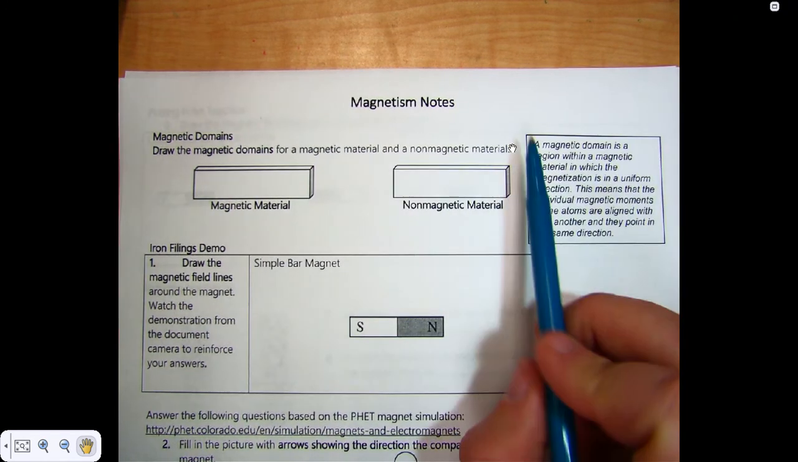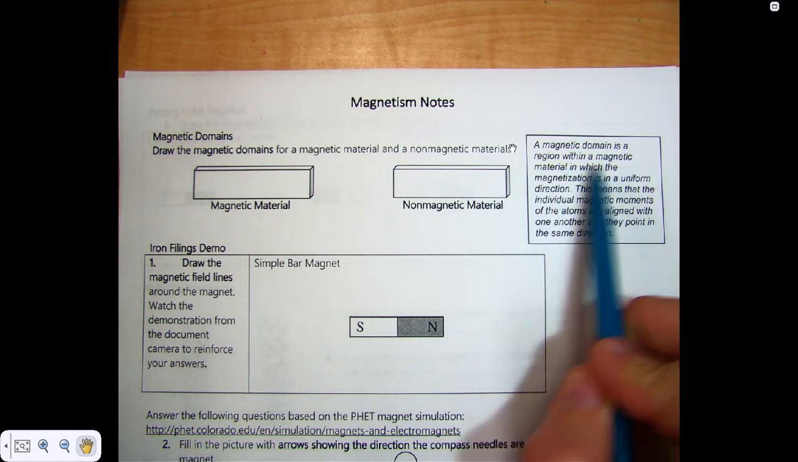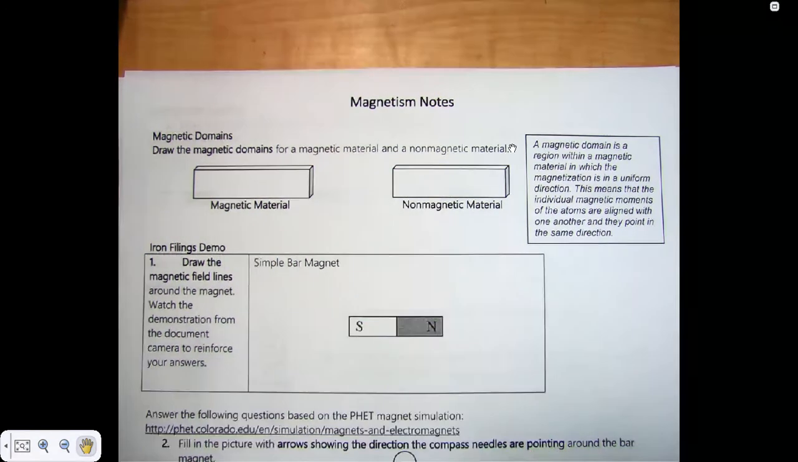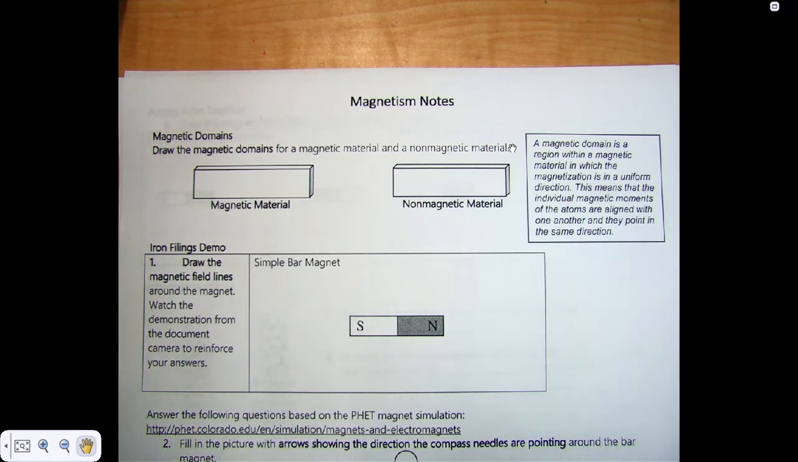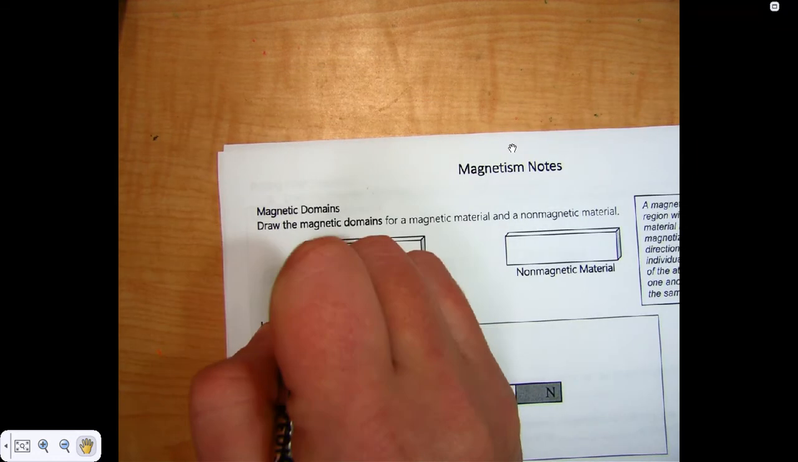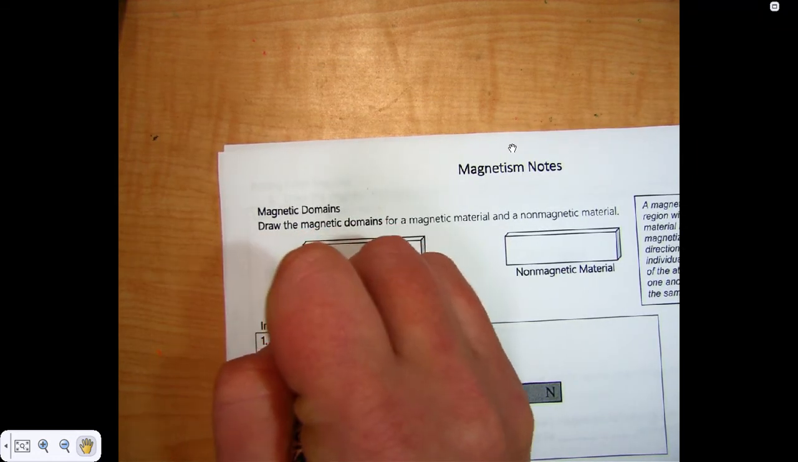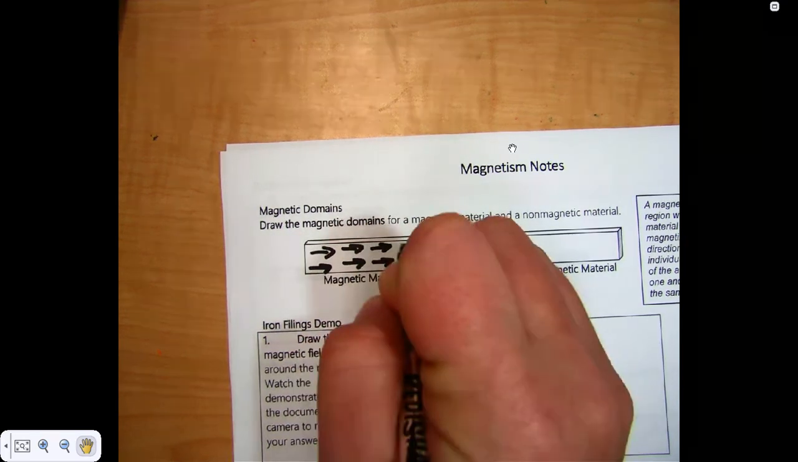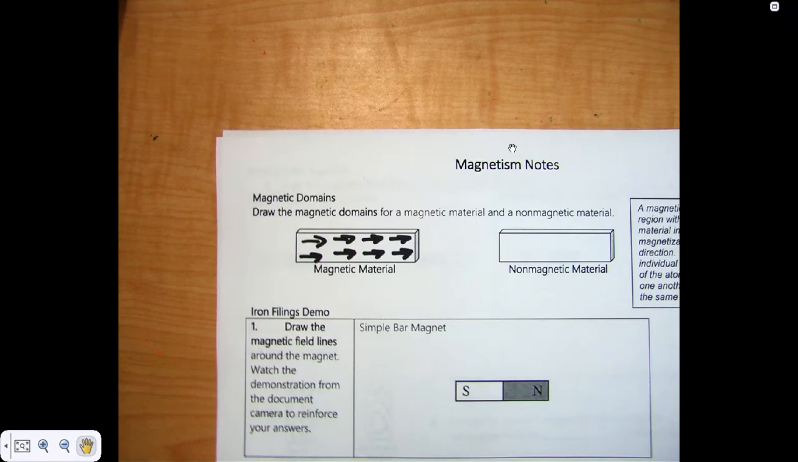First thing I want to point out, it says a magnetic domain is a region within a magnetic material in which the magnetization is in a uniform direction. This means the individual magnetic components of the atom are aligned with one another and they point in the same direction. So over here, when we look at a magnetic material, this is one way where you can draw it. Just draw arrows pointing in the same direction. They can be pointing horizontal, vertical, as long as they're going in the same direction.